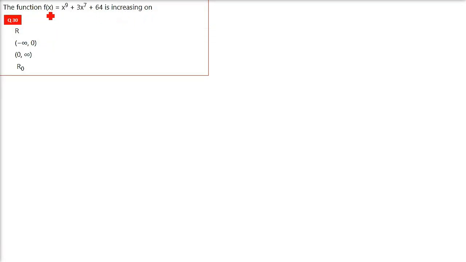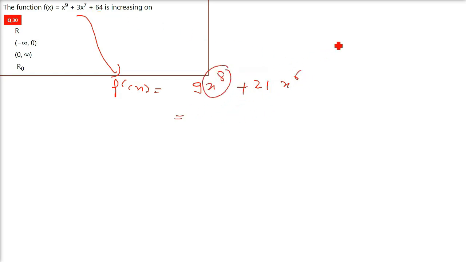Now this is a very straightforward question, this one. Just differentiate it. F dash x we will find out directly. It will be 9x to the power 8 plus 21x to the power 6, I'm just differentiating it. The 64 will be 0. So f dash x, you don't have to worry about anything. Every term has an even power. X to the power even will always be positive. So 9 into positive plus 21 into positive, this f dash x will always be positive. And when you have a positive value, whatever you give x, it will always be positive.